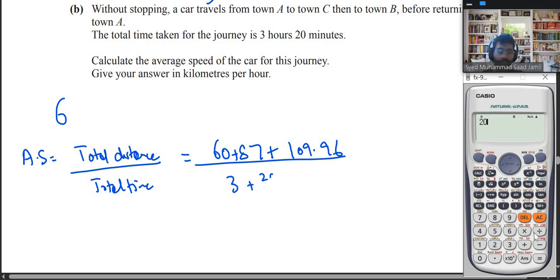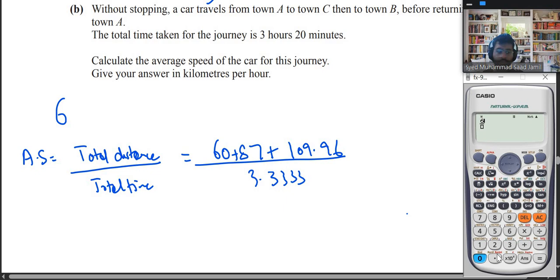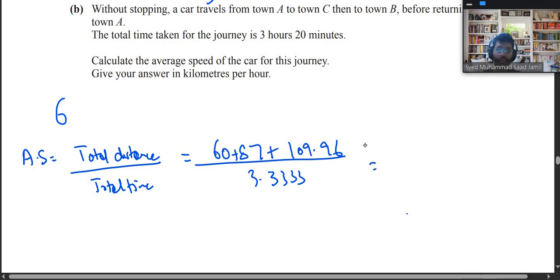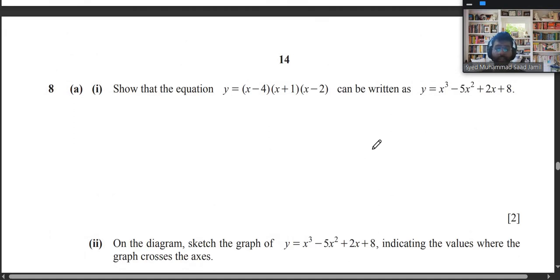20 divided by 60 is 1 upon 3, which is 0.333. So instead of writing 3 plus this, I'll just write 3.3333. So this becomes 60 plus 87 plus 109.96 divided by 3.33333333. So it's 77.088. So 77.08 or 77.1 kilometers per hour. This is the speed. Okay, finally.